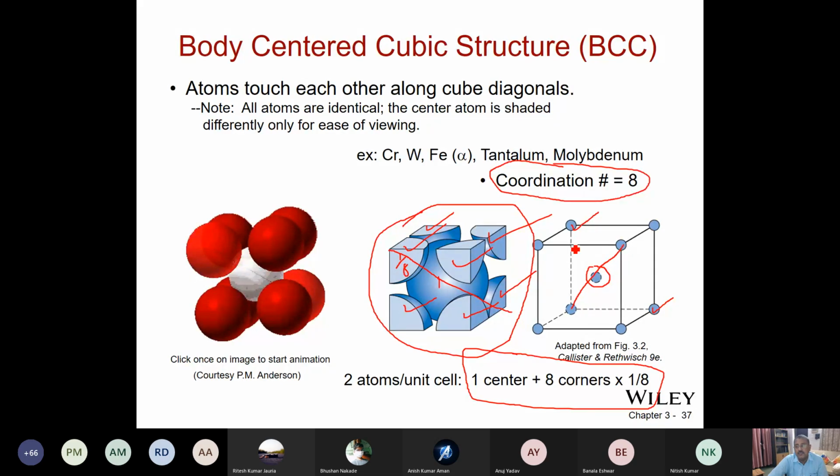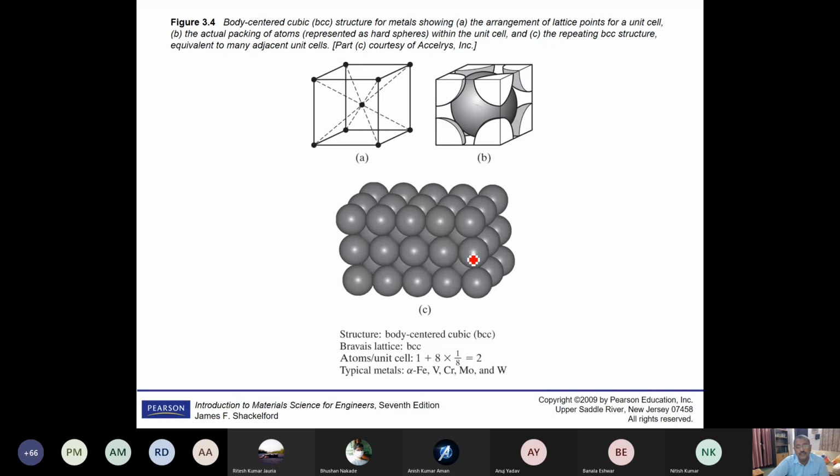If we consider the center atom, easily you can see along the body diagonal they are touching each other. So it has 8 nearest neighbors, so coordination number 8. If you consider any of those corner atoms, you will get the same answer, 8. You do it in front of you. The same thing I showed you: there is 1 unit cell here, and then like this, you have several unit cells here and so on. And this is body-centered cubic. Any question?